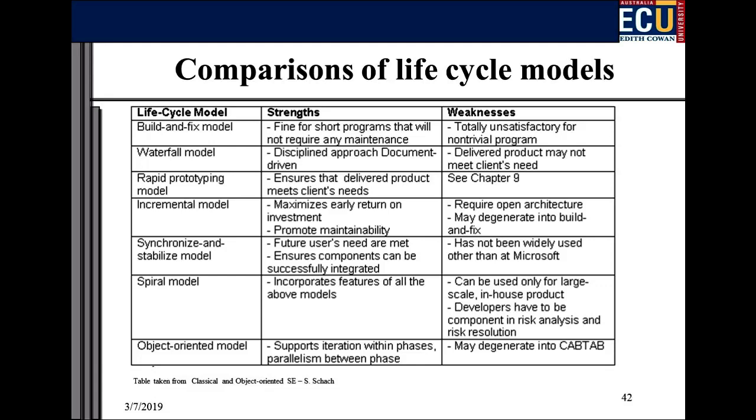So there's our comparison. Build and fix is what you do when you're doing small things and you're learning, all the way up to the iterative incremental spiral model for huge projects, and object-oriented models like the unified process for regular things.